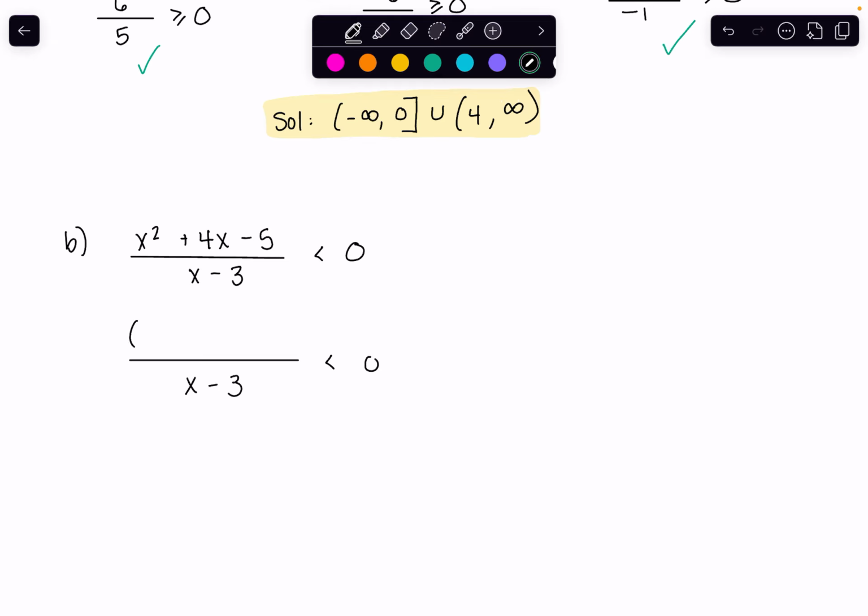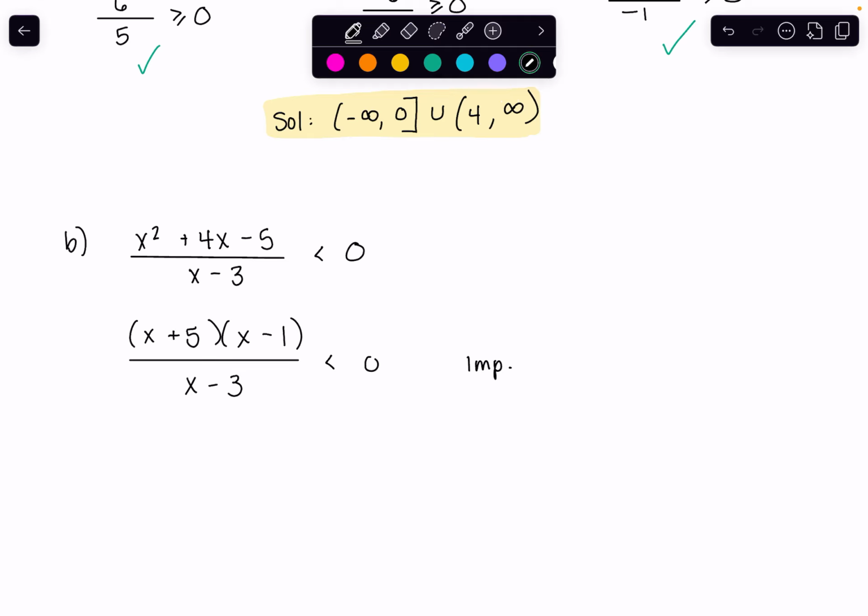At least it's not too terrible. Again, these things should always factor. Otherwise, you've made an error somewhere in your algebra. To get x squared, we need an x and an x. -5 means we have a 5 and 1 with opposite signs. Since the middle is positive, we'll do +5 and -1. Just to check that out, -x plus 5x indeed gives me that middle.